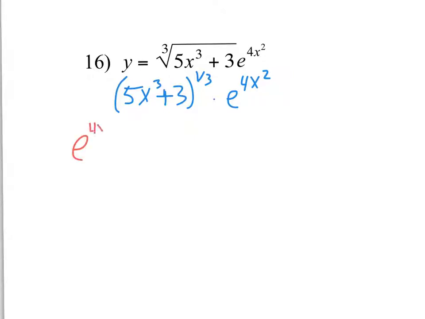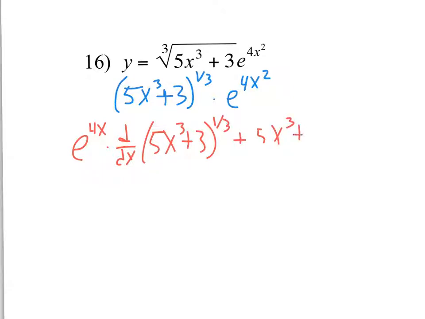This one I will write out just to make sure we understand what we're doing. That's e to the 4x squared times the derivative of 5x to the third plus 3 to the 1/3, plus 5x to the third plus 3 to the 1/3 times the derivative of e to the 4x squared.